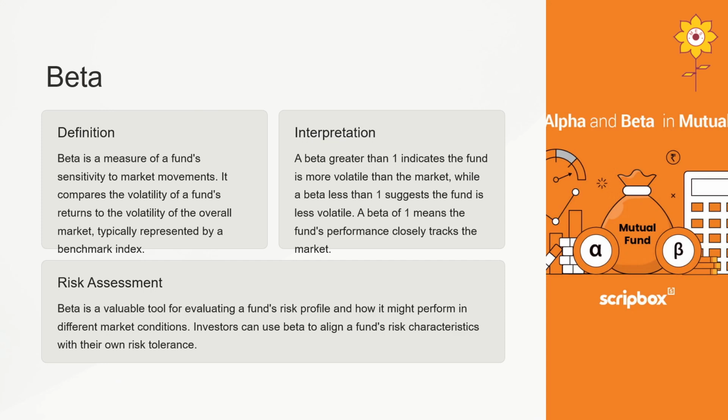So it gives you an idea about how volatile the fund is as compared to the market. It's a risk assessment tool. It gives you the overall risk profile of a fund, and how it might perform in different market conditions. Investors can use beta to align a fund's risk character with their own risk tolerance. So you will always like to select a fund with a beta of less than 1. This is easily available on the website. This information is calculated and given to you so that you make a better fund decision.